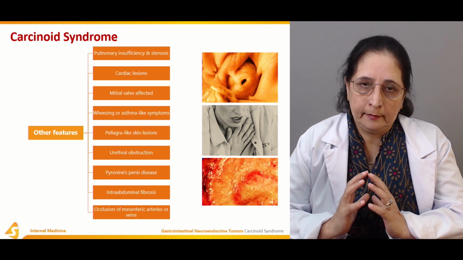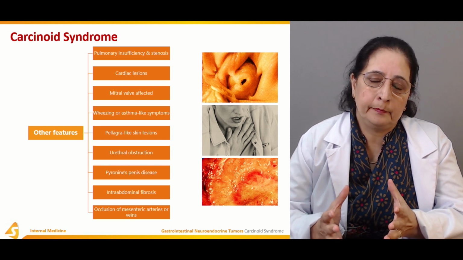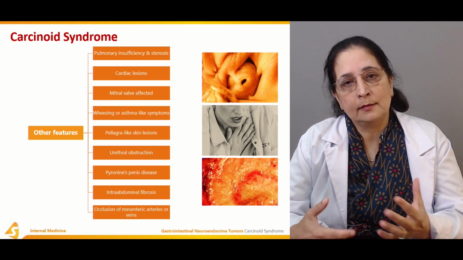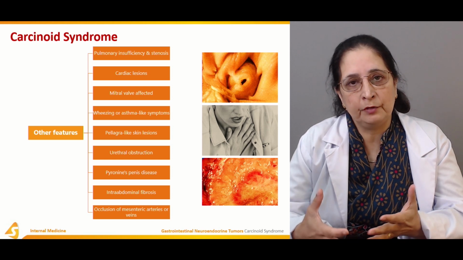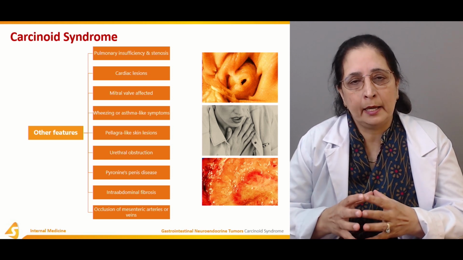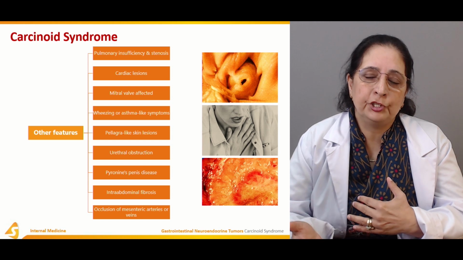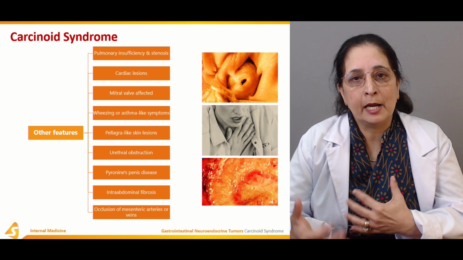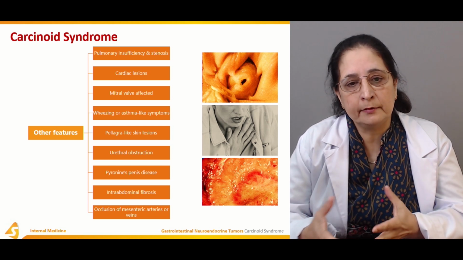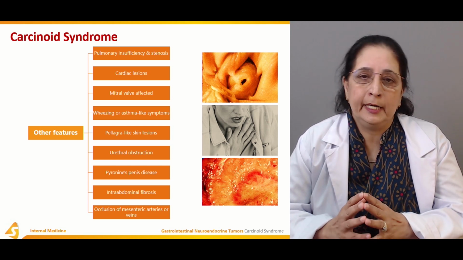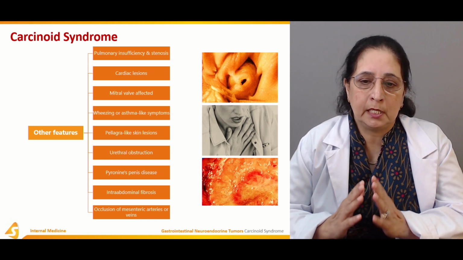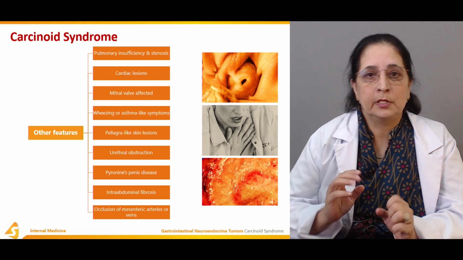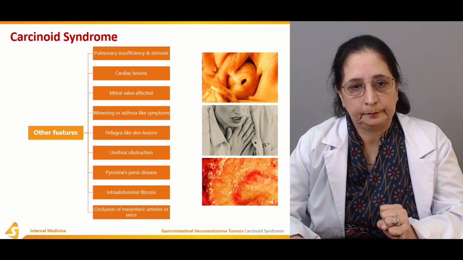It is a serious condition because besides the features like flushing, diarrhea, salivation, lacrimation, which are not as damaging, it has features like involvement of the heart, involvement of the mitral valve, tricuspid insufficiency, pulmonary insufficiency, and stenosis, and they are all very serious features associated with carcinoid syndrome.